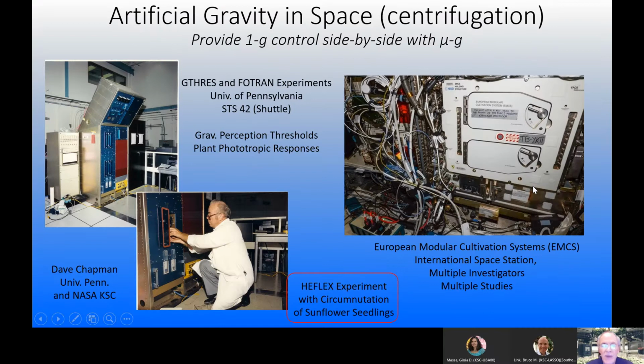Because of this, even very early in the space program, there was a strong case to be made by a lot of the investigators to have centrifugation capabilities in space. And the reason for this was, if you wanted to do 1G controls, you could do those right side by side with the plants that were exposed to microgravity. And I show some examples here of centrifuges.